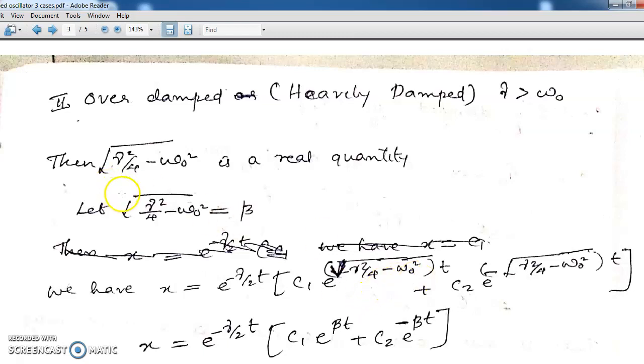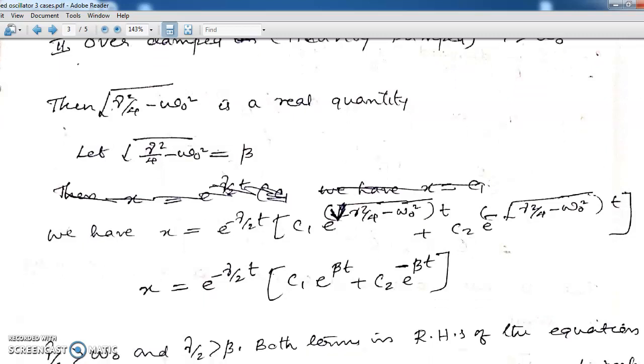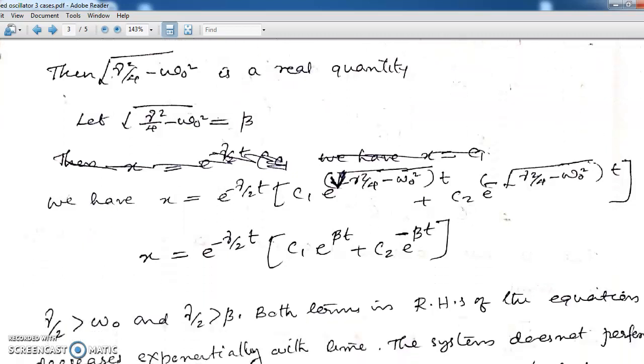So you can substitute root of gamma square by 4 minus omega 0 square as beta. Now the equation simplifies to x is equal to e raised to minus gamma by 2 into t, c1 exponential beta t plus c2 exponential minus beta t.